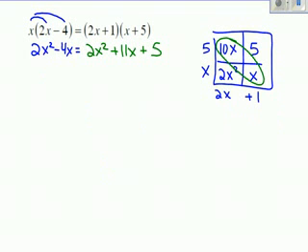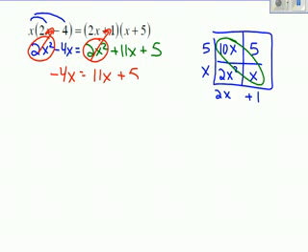Now if you notice here, we can get rid of those. All right, same on both sides, so we'll just take them off both sides, leaving negative 4x to equal 11x plus 5. I'm going to actually get my x's on the left side.